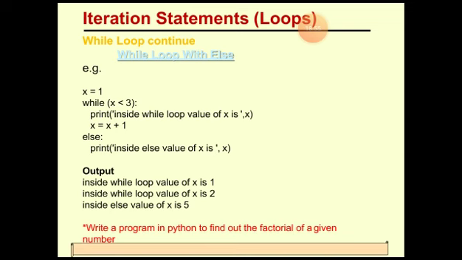Okay, now for example here we have initialized x with 1, while x is less than 3, then it will print inside while loop value of x, whatever value it is. Okay, x is incremented every time. So while x is less than 3 means that the loop can continue only for the values of x being 1 and 2. As soon as it becomes 3, the loop condition will become false and it will end. So since the loop is executing in a normal manner 2 times, this else part will also be executed here. Okay, inside else value of x is 5.